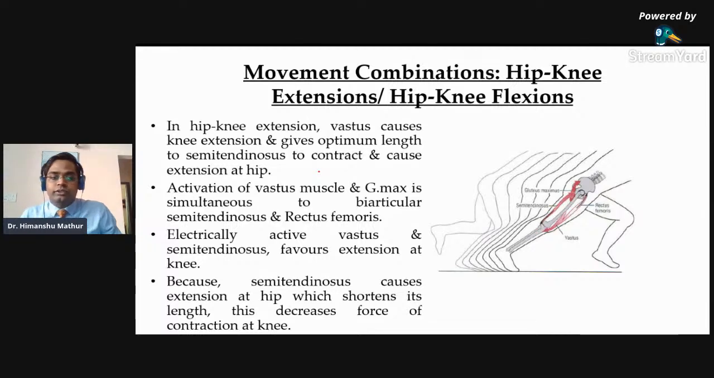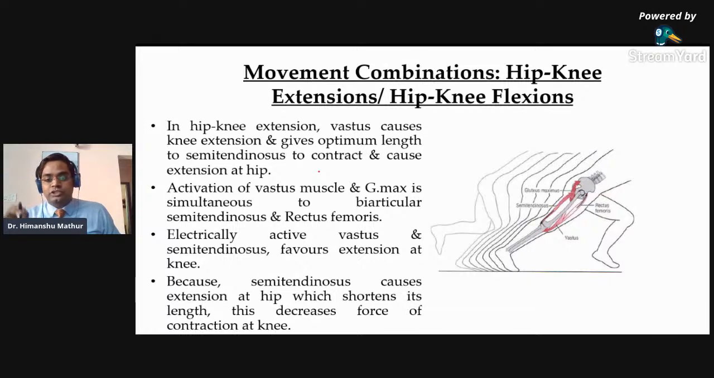Let us read it out. What is written here? In hip knee extension, the vastus group causes knee extension and gives optimum length to the semitendinosus muscle to contract and cause extension at the hip joint. It is always along with the action of gluteus maximus also, because semitendinosus alone cannot generate extension at the hip joint. Now, activation of vastus muscle and gluteus maximus is simultaneous to biarticular semitendinosus and rectus femoris.